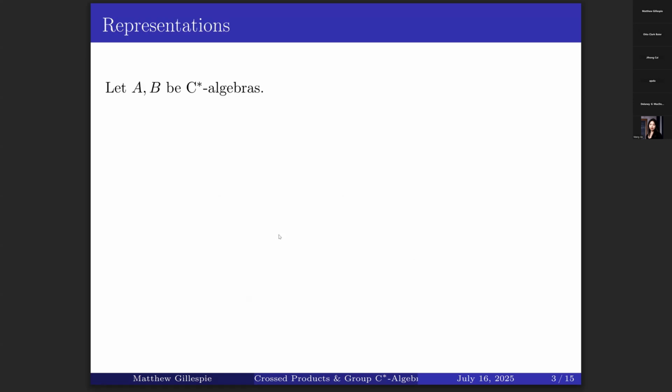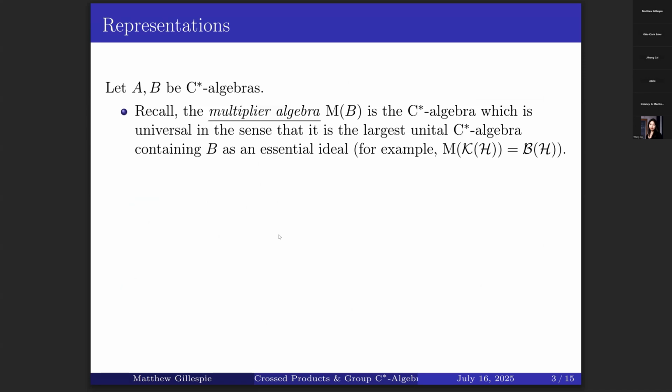So before I get into that, I need to talk a little bit about representation theory of C-star algebras. Some of you may have seen this before, maybe not quite in this context or how this is framed, but this is kind of the most abstract way that we can talk about representations. And I need to talk about the multiplier algebra and the topology that comes along with the multiplier algebra that we usually use. So first we let A and B be C-star algebras.